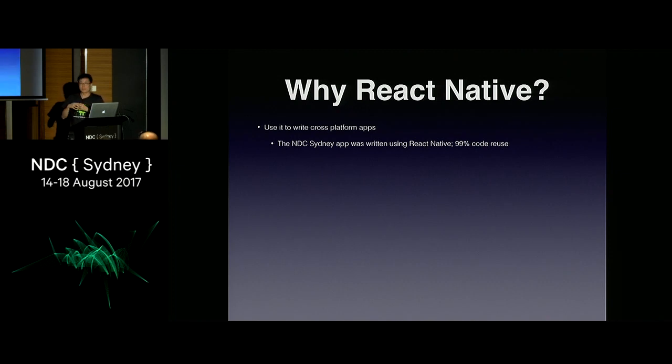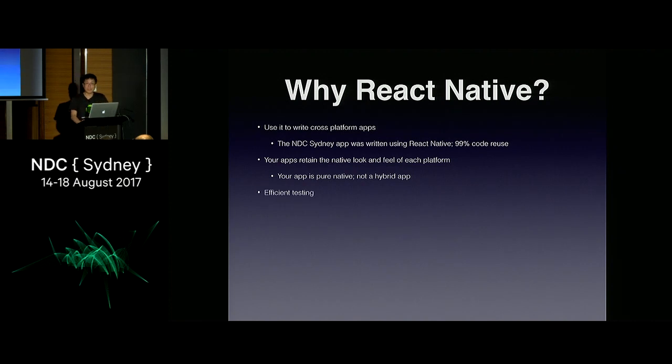I wanted to be able to run my application on multiple platforms, iOS and Android. Ultimately, I managed to get 99% code reuse. So basically, it's write once, run everywhere. Right? Sounds familiar. Now, your apps retain the native look and feel of each platform. Your app is pure native, so that's why it looks just like a native application. And it is really useful for testing. You can use live and hot reloading.